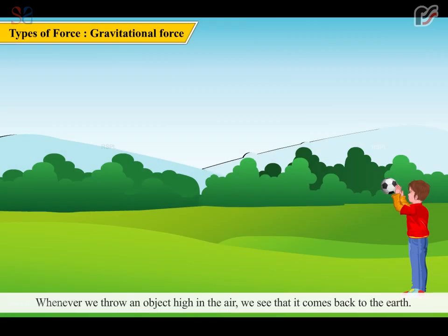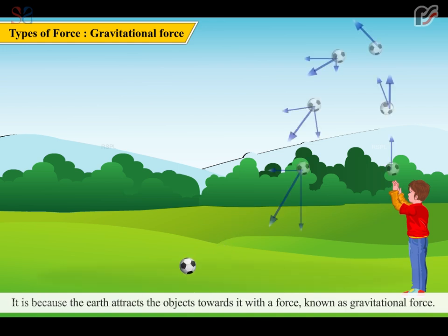Whenever we throw an object high in the air, we see that it comes back to the earth. It is because earth attracts the object towards it with a force known as gravitational force.